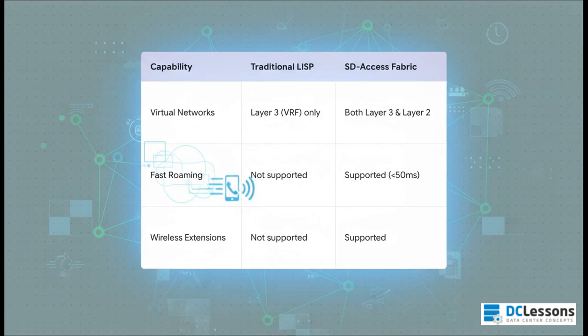And it's super important to know that the version of LISP used in SD-Access isn't just your standard run-of-the-mill LISP. It's been seriously beefed up. It adds critical support for Layer 2 virtual networks, not just Layer 3. It makes fast roaming possible for things like voice calls. We're talking under 50 milliseconds. And it fully, seamlessly integrates the entire wireless network.